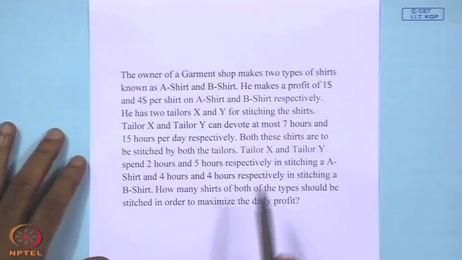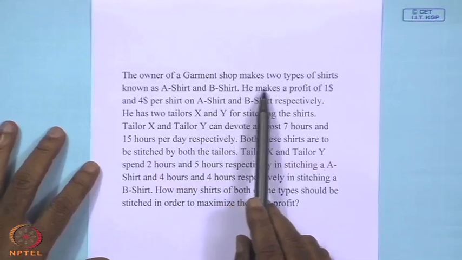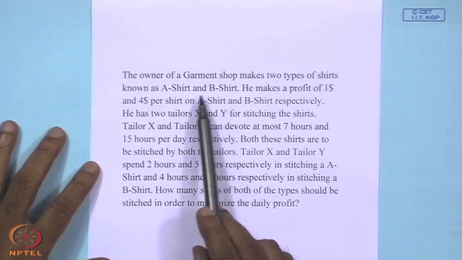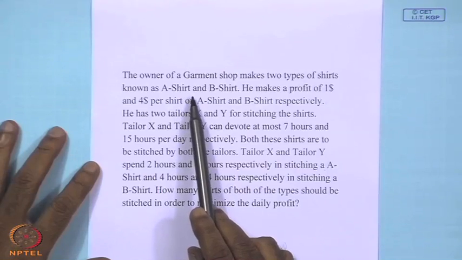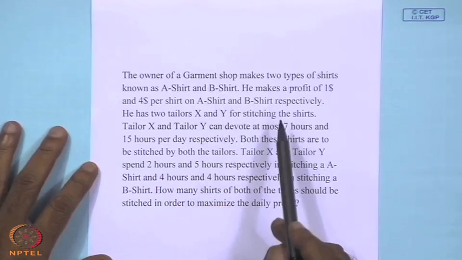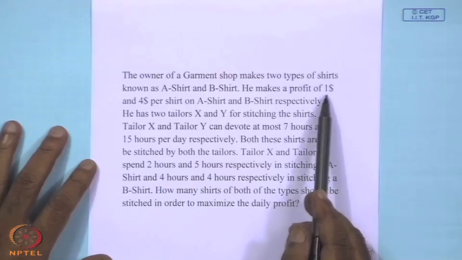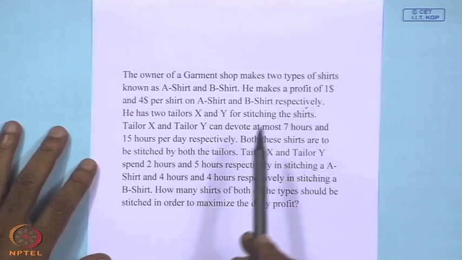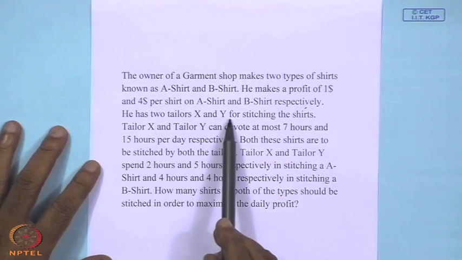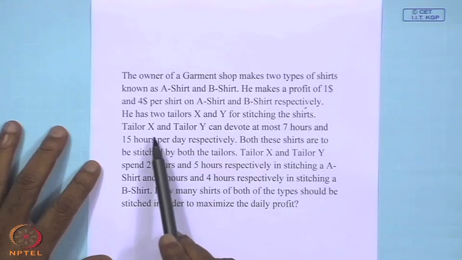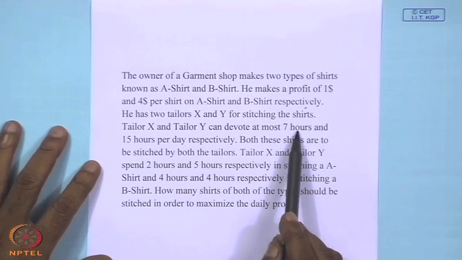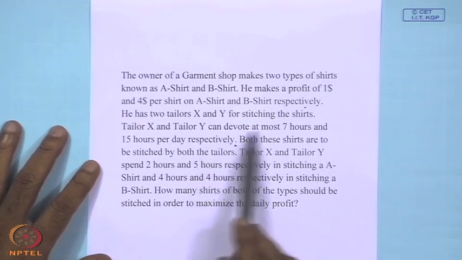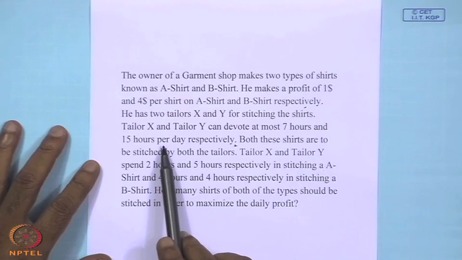Just see this problem. The owner of a garment shop makes two types of shirts known as A shirt and B shirt. He makes a profit of $1 and $4 per shirt on A shirt and B shirt respectively. He has two tailors X and Y for stitching the shirts. Tailor X and Y can devote at most 7 hours and 15 hours per day respectively. They cannot devote more than 7 hours, more than 15 hours per day.